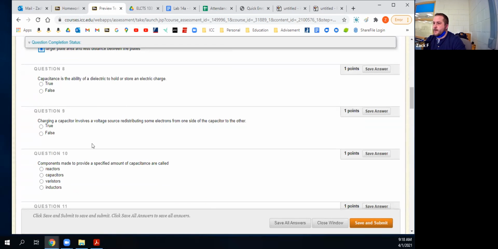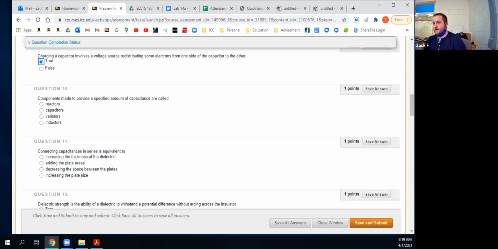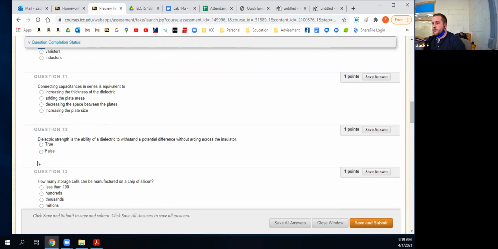Is capacitance the ability of a dielectric to hold or store an electric charge? Yeah, sure enough. Does charging a capacitor involve the voltage source redistributing some electrons from one side of the capacitor to the other? Yeah, okay. Components made to provide a specified amount of capacitance, what is that called? Ooh, don't read too much into that one. That was an easy one.